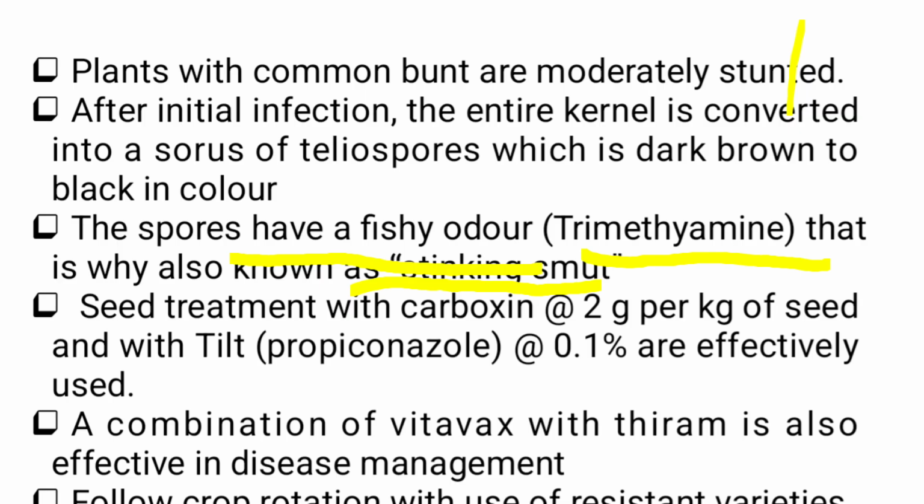So the major symptoms that appear in hill bunt are that the plants become moderately stunted, and it is a seed infection causing disease, where the entire kernel, that is the seed, is converted into a mass of teliospores that are generally blackish or brownish in color. So it is again a seed borne disease, and you can manage it with seed treatment using carboxin, propiconazole, and a combination of different fungicides like Vitavax, Thiram, etc., that will cause effective management of this particular disease. Okay, so that is about the bunt disease.